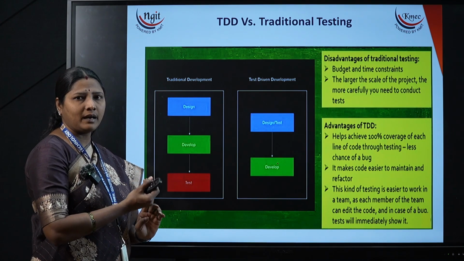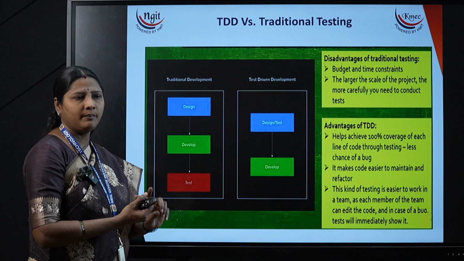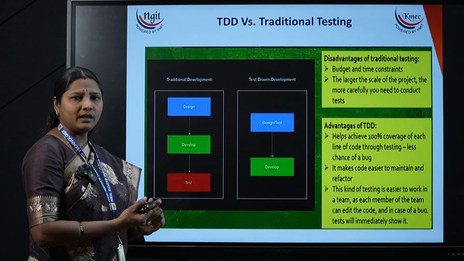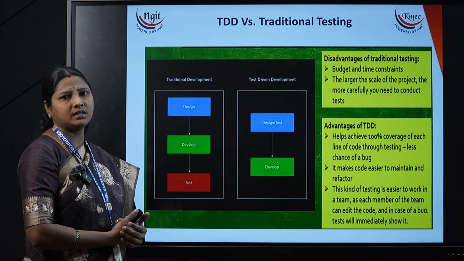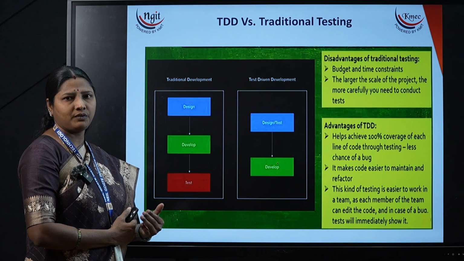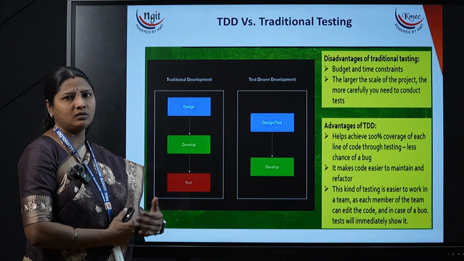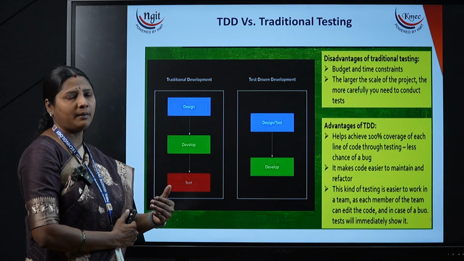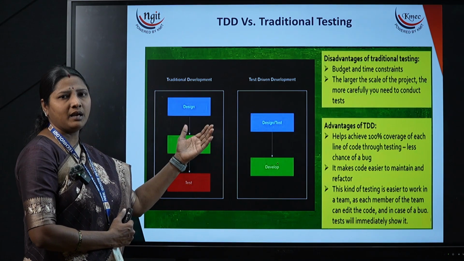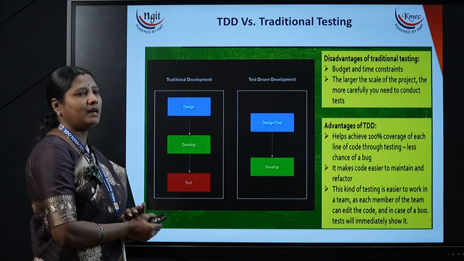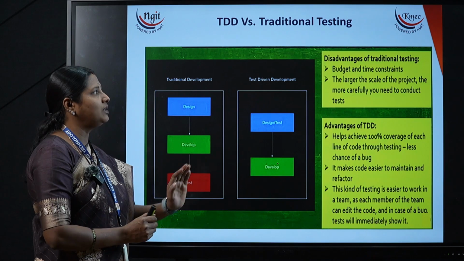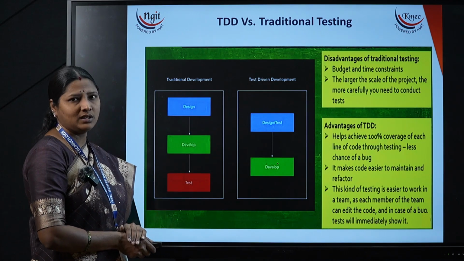We should understand the types of testing first. There are different types of testing: one is unit testing, and the others are integration testing, alpha testing, beta testing, white box testing, black box testing. All these are the various types of testing that you can understand in software engineering. Here, between the design and actual code, we apply test driven development, whereas at the end of the software development we apply traditional testing.